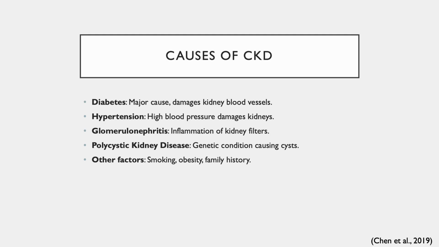Alright, so here are some causes of CKD. Diabetes is a major cause because it damages kidney blood vessels. Hypertension, due to the high blood pressure, damages kidneys. Glomerulonephritis is an inflammation of kidney filters. Polycystic kidney disease is a genetic condition causing cysts. And other factors, for example smoking, obesity, and family history, are also causes of CKD. But the two main causes we're going to talk about today are diabetes and hypertension, so we'll be focusing on that today.